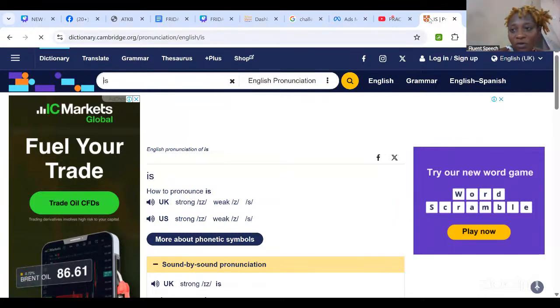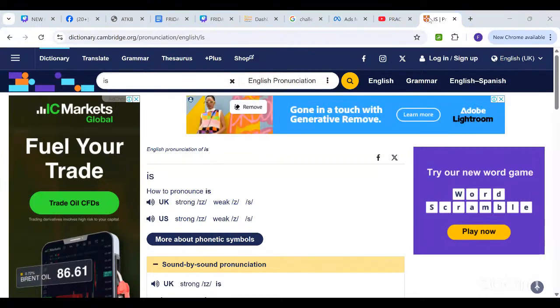We use the strong form in pronunciation when we are talking and we're trying to lay emphasis on what we are saying. So when I'm saying something and I want to lay emphasis, I should use the strong pronunciation of that word. Now, not all words have strong forms and weak forms. Words that have strong forms and weak forms are words that we call grammar words.